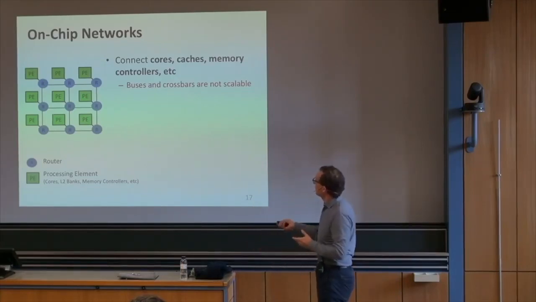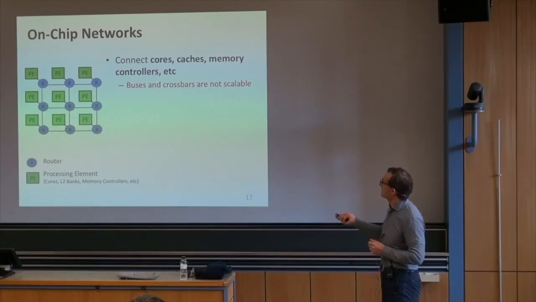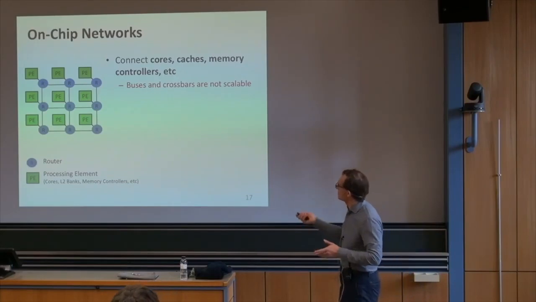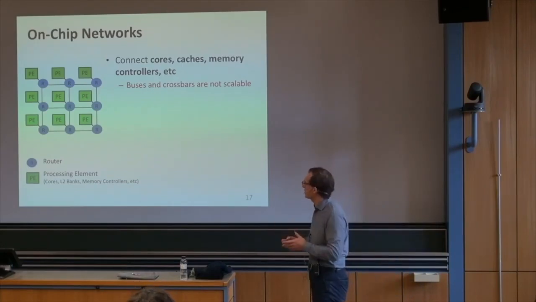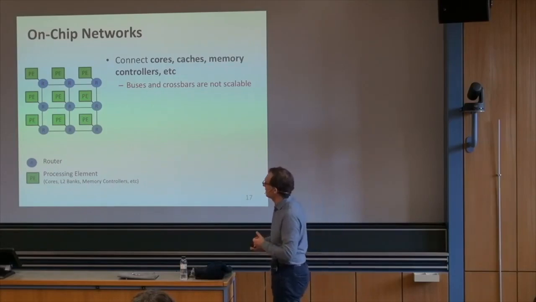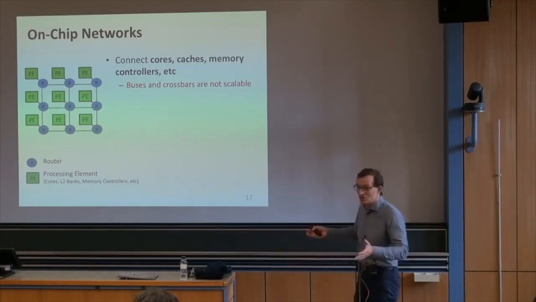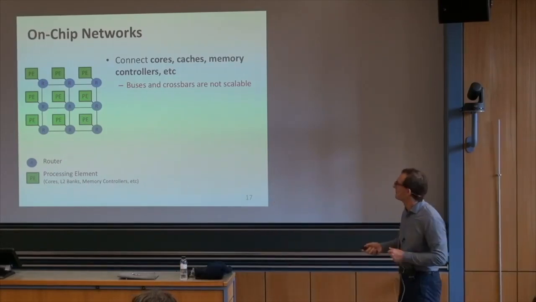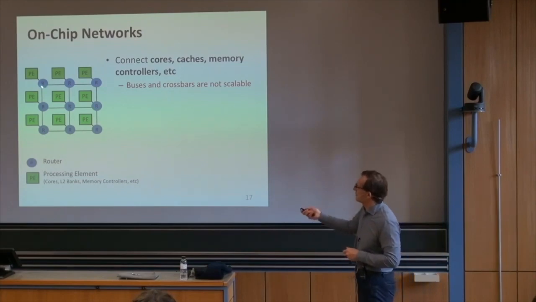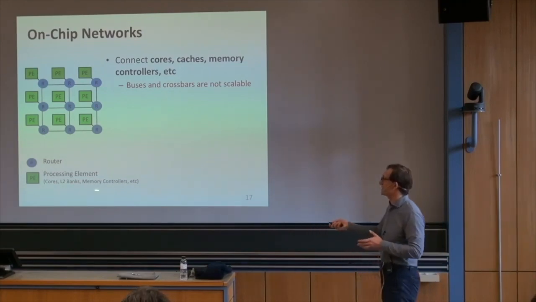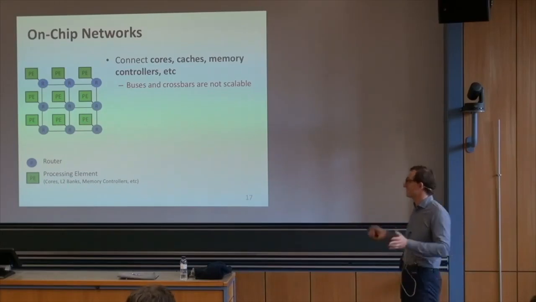If you look at on-chip networks, these are networks that today connect cores, caches, memory controllers, and other components, accelerators. Buses and crossbars are some types of networks, but usually they're not scalable. So people have been looking at things like rings, hierarchical rings, and meshes or tori. But you can think of it this way: you have routers, and you have processing elements, and processing elements can contain cores, banks, memory controllers, etc., or accelerators.